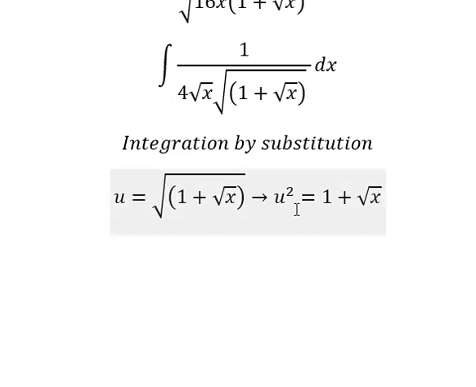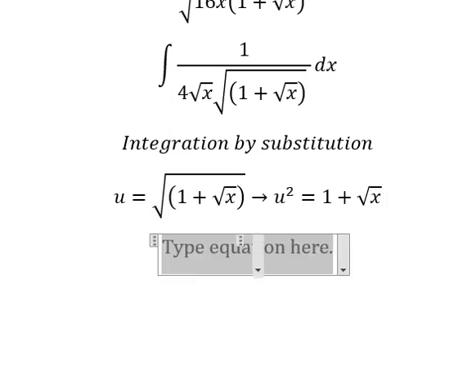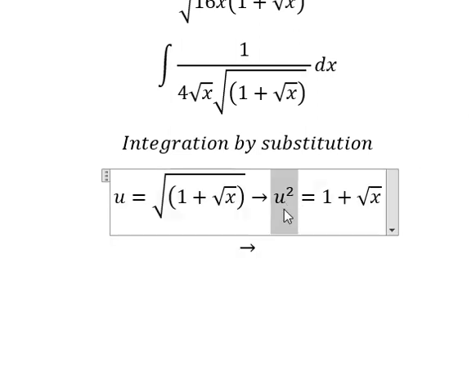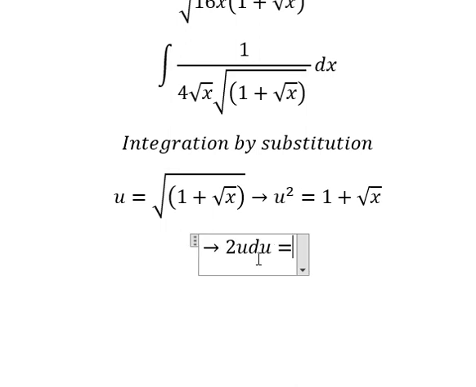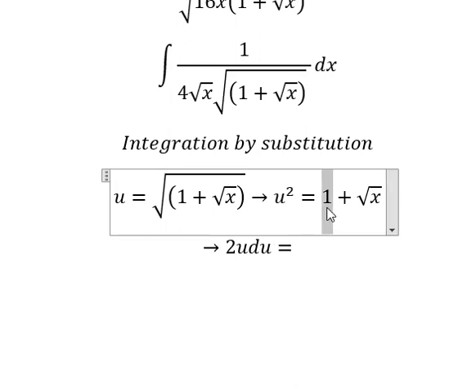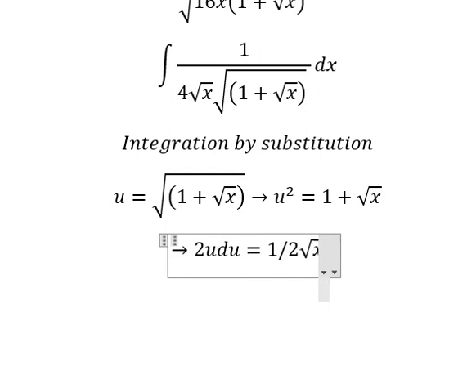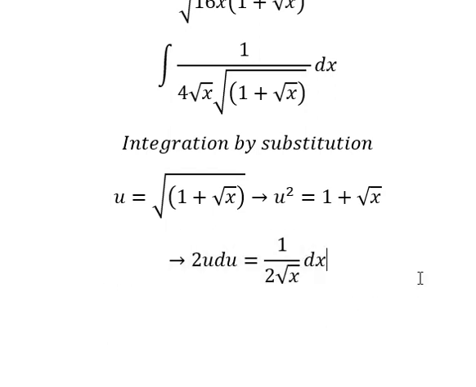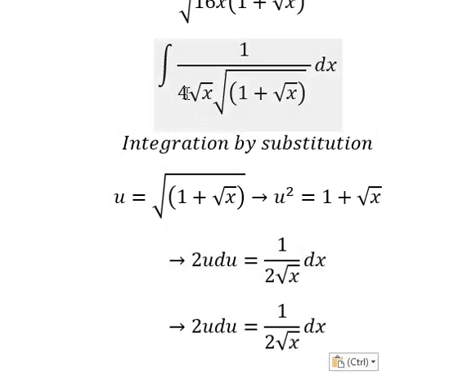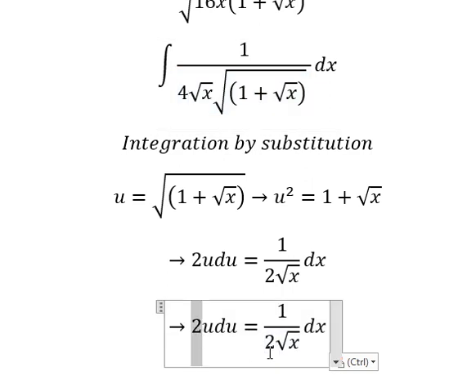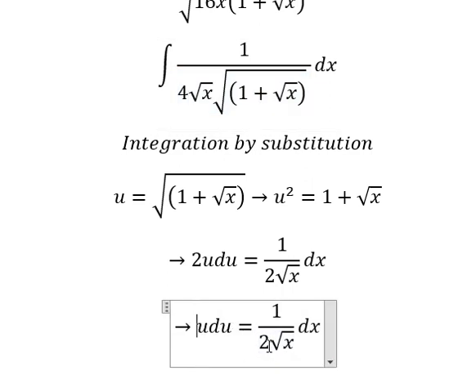Next, we need to first take the derivative of both sides. This one is 2u. This one is a constant, so you get 0. This one is 1 over 2 with the square root of x dx. Because this is 4 and this is 2, I will move this 2 to the right. So we have number 4.